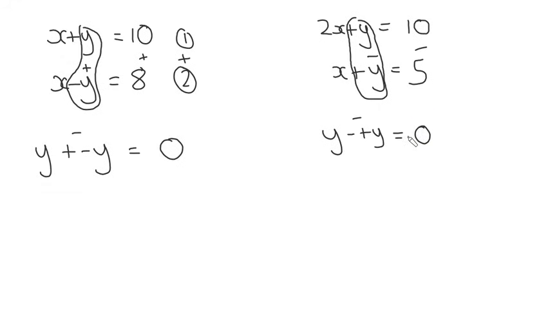So that's really the trick to these. Look at the term you're trying to cancel. You can cancel the x or the y, depending on what's easier, and you're essentially either going to add or subtract. That's the main operation with these. You're never going to times or divide with these types of simultaneous equations.